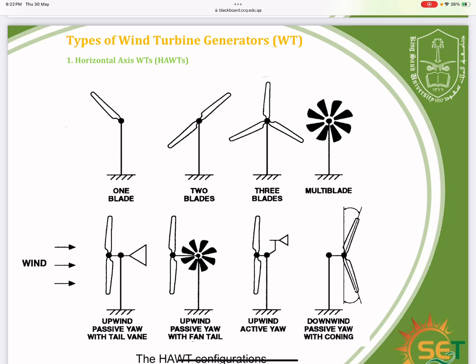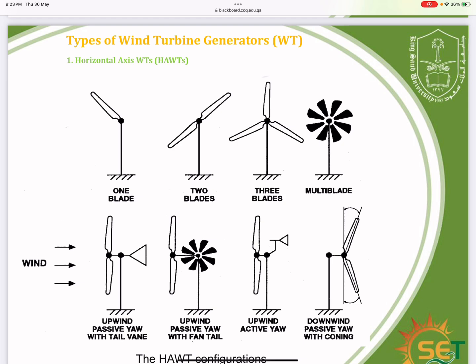Let's go to the advantages of 1 blade. It can have a lower material cost due to fewer blades, and a simpler design leading to potentially lower maintenance cost. The disadvantages are significant imbalance issues requiring complex counterweights, reduced efficiency as compared to turbines with more blades, and higher noise levels and vibration.